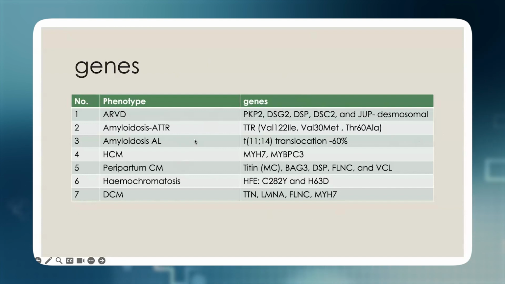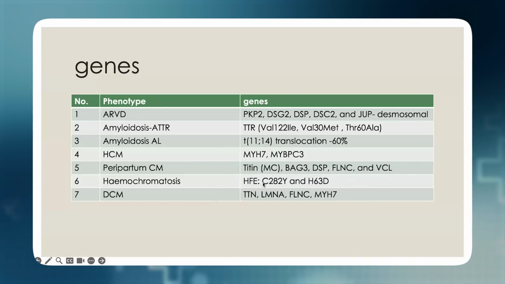In light chain disease, it's not a single mutation, it's a plasma cell dyscrasia. The commonest translocation seen is T(11;14) in 60% of cases. HCM, I think everybody already has memorized before. Peripartum cardiomyopathy, most common is the titin gene. These are the other genes that are involved.